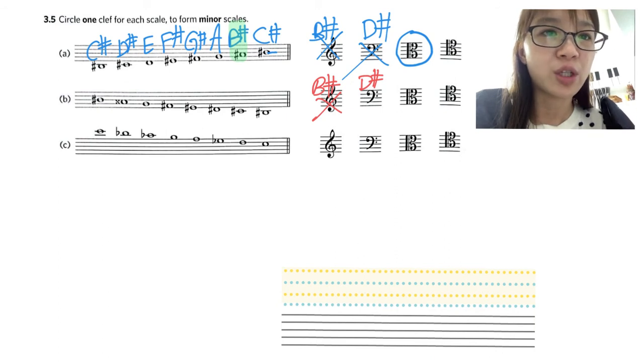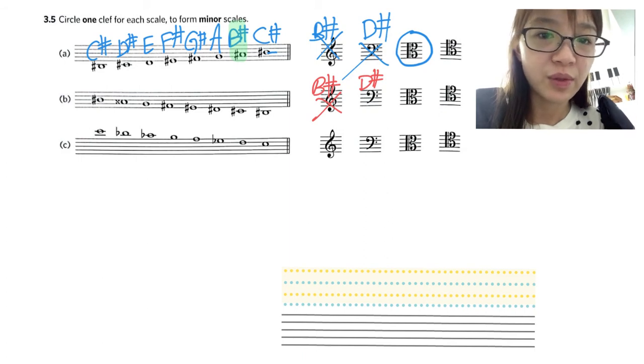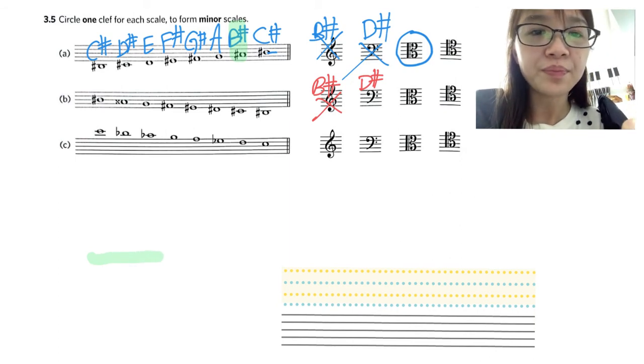D sharp, you have six sharp. Let's count one by one. You can start counting from here, bottom, go by the order. So starting on the D, E, yes, you have E. So we are checking out, is this one. Okay, let's check out one by one.